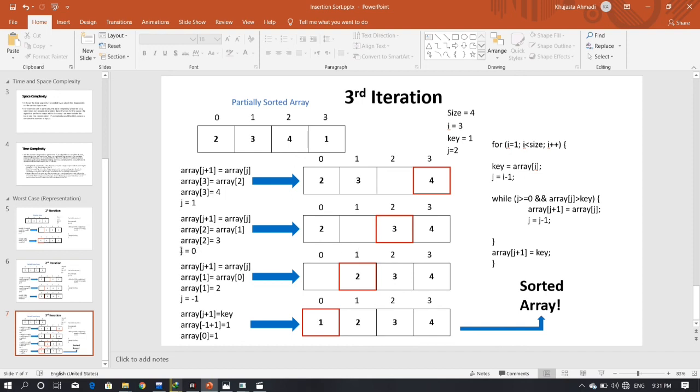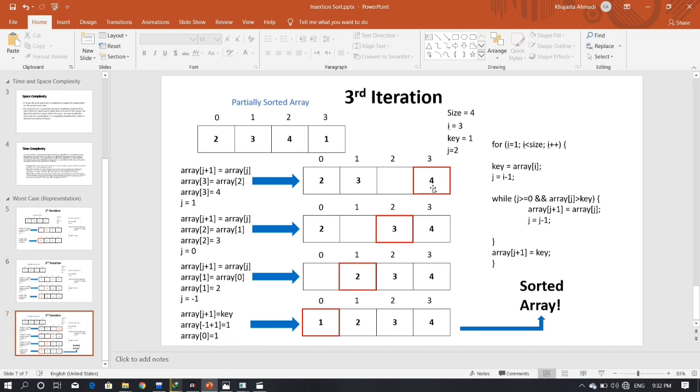And j gets decremented again, and now we will move to the final iteration of the while loop, because after this j is going to be minus 1, and the while loop gets terminated. So array of j plus 1, which is array of 1, will hold the value of array of 0, which is 2 in this case. So 2 gets pushed from here to this side, and now index 0 becomes empty.